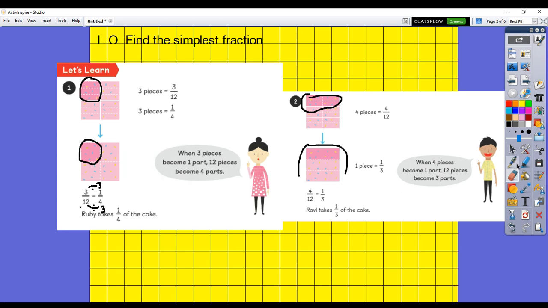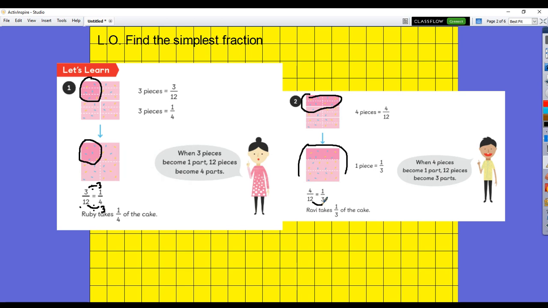If we have 4/12, how many 3s go into 12? 3, use your piano fingers and count with me. 3, 6, 9, 12. So we've done 12 divided by 4 equals 3. Whatever you do to the top, you have to do to the bottom. So 4 divided by 4 equals 1. So 4/12 is the same as 1/3, okay? And we've used our division skills to help us find it in its simplest form, okay?